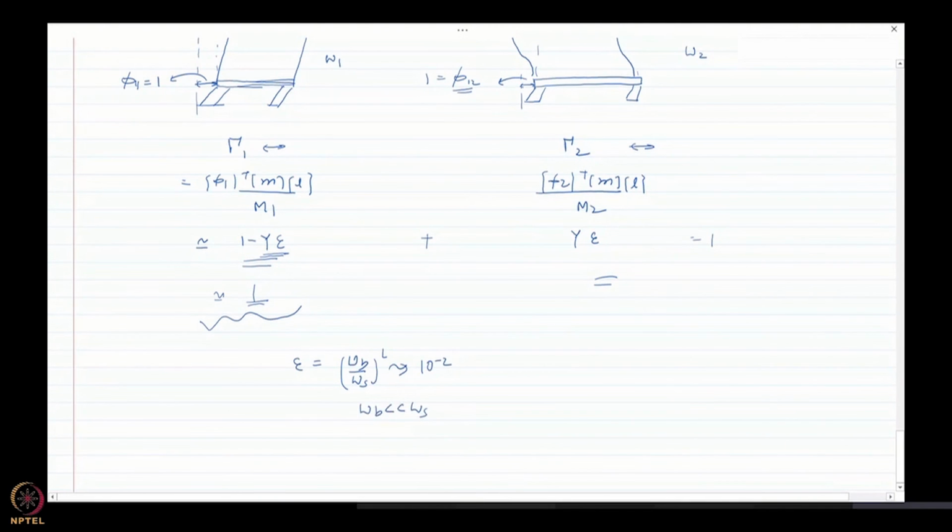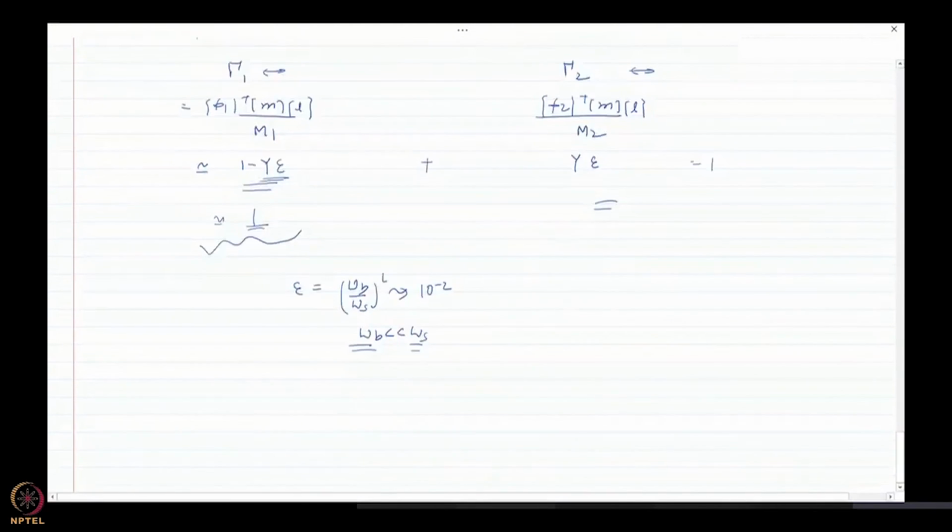So as you can see, if you want the whole response to be dominated by the isolated mode, you need to ensure this. The frequency of the base isolated mode must be much smaller than the frequency of the superstructure mode. And how can we ensure that? If we assume that the masses are comparable, we can ensure this by ensuring Kb is much smaller than Ks, so that the isolation layer is very flexible.